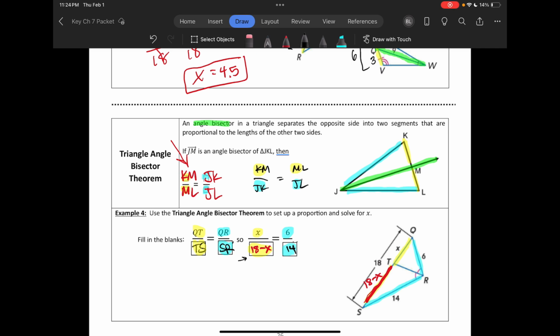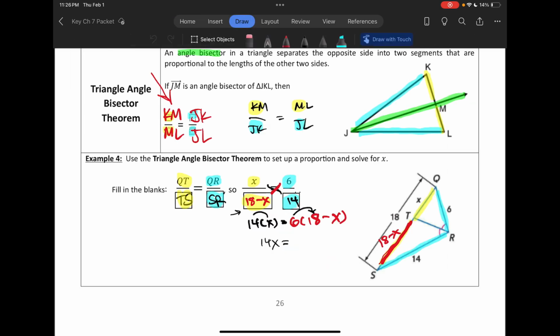If we're going to solve for x here, we need to cross multiply. If I multiply this diagonal, we get 14 times x. I'm going to show more steps here because we're going to have to distribute. If I multiply the other diagonal, this is going to be 6 times 18 minus x. So from here we multiply it out. 14 times x gives us 14x. So we got 108 minus 6 times x is 6x. We added 6x at this step here. We ended up with 20x is equal to 108.